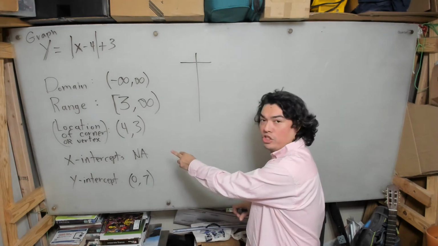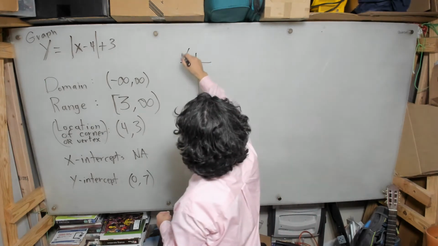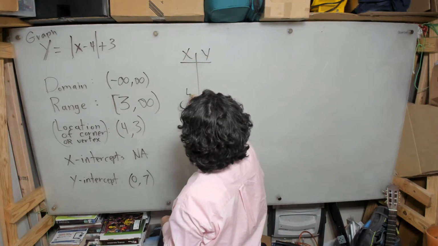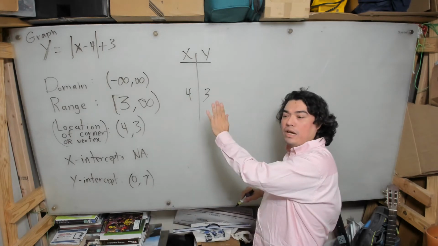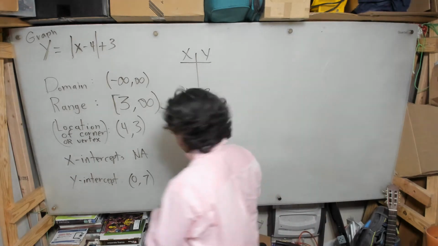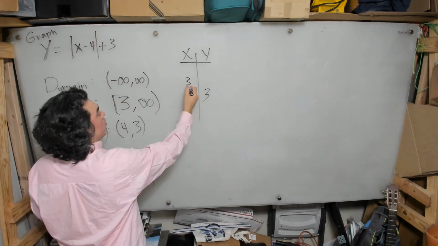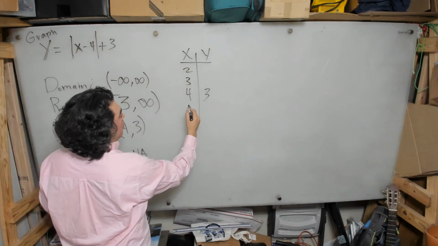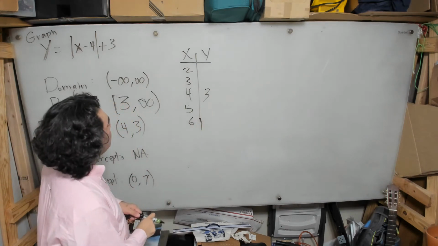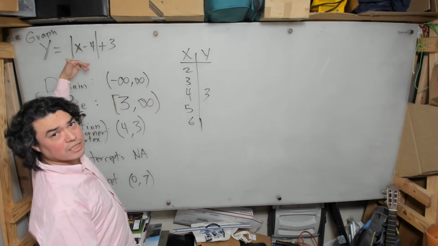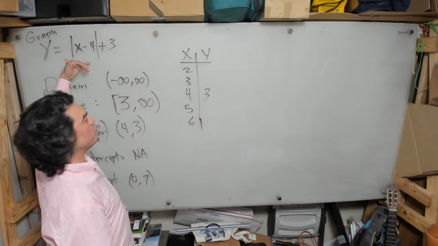In my case, when I'm drawing an absolute value, okay, I start with the location of my corner. This is my x and this is my y. That'll be my middle point. And then I'll go 2 to the left and 2 to the right, okay? So 3, 2, and then 5, 6. And then what I'll do is I'll use this equation to evaluate the y at those points.